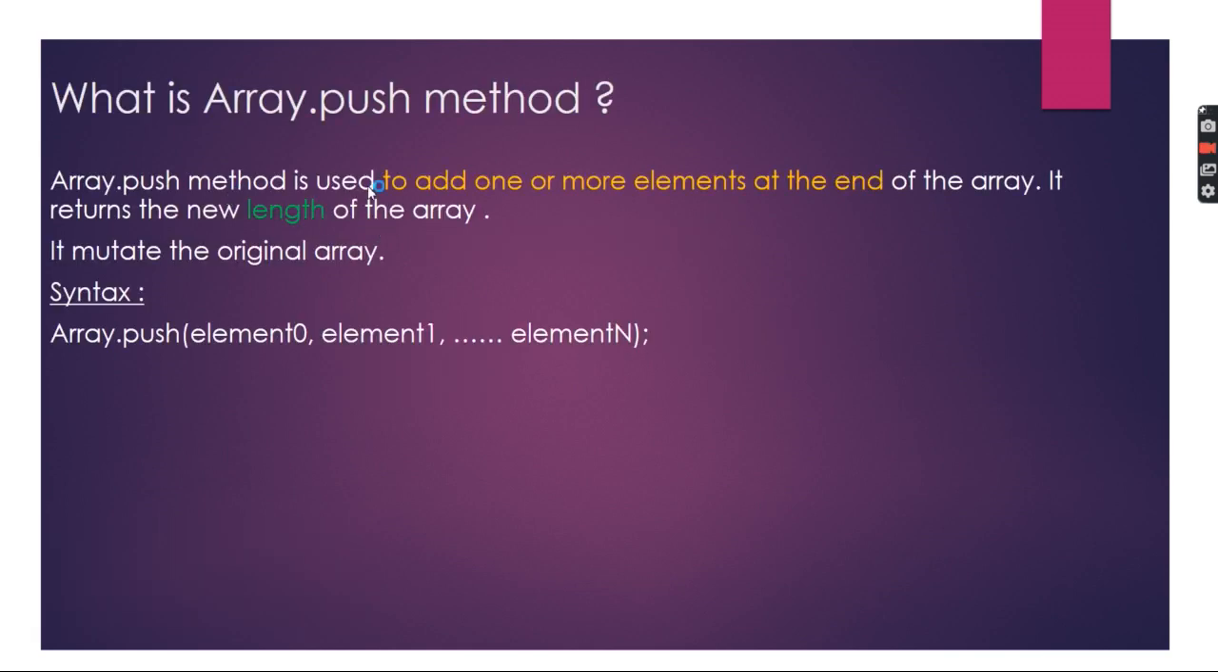So array.push method is used to add one or more elements at the end of array, and it returns the new length of array. Means when we apply push method on any array, then it will add elements at the end. It mutates the original array, means it will not create new array. It will always mutate the original array. And the syntax is like it accepts 0 to n number of elements.